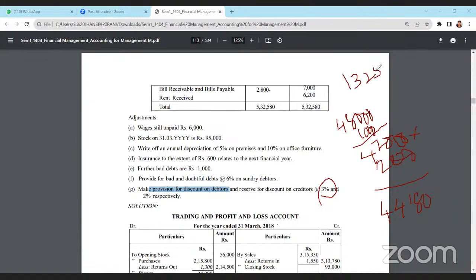Are you able to understand the sequence? Yes, ma'am. Yeah. So first bad debts. Then on the balance, we'll calculate provision. On that balance, we'll calculate the discount on debtors.